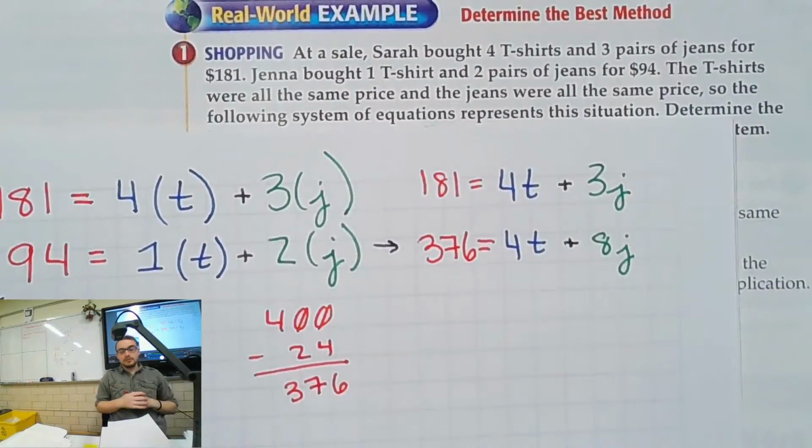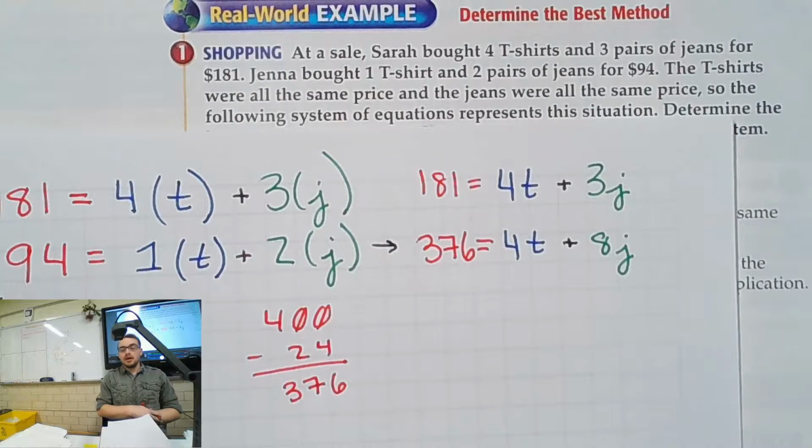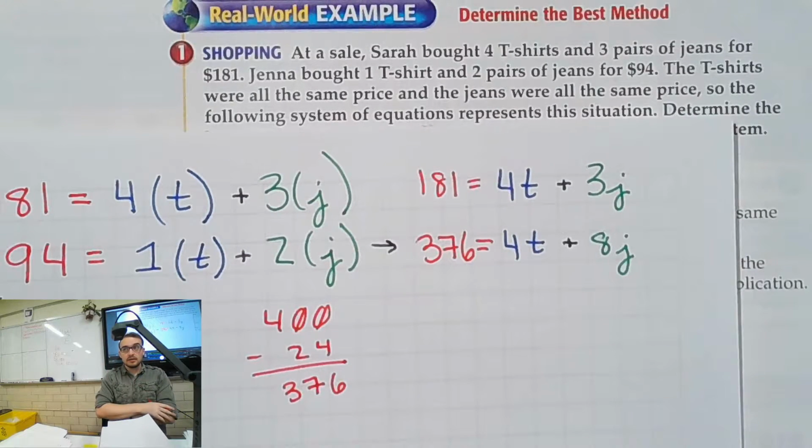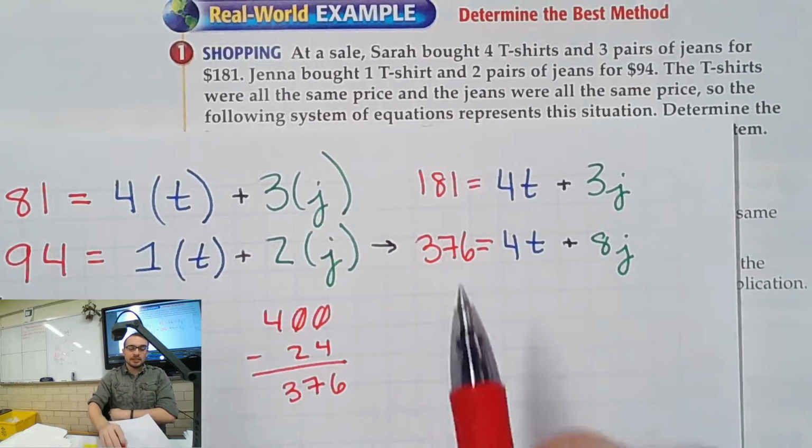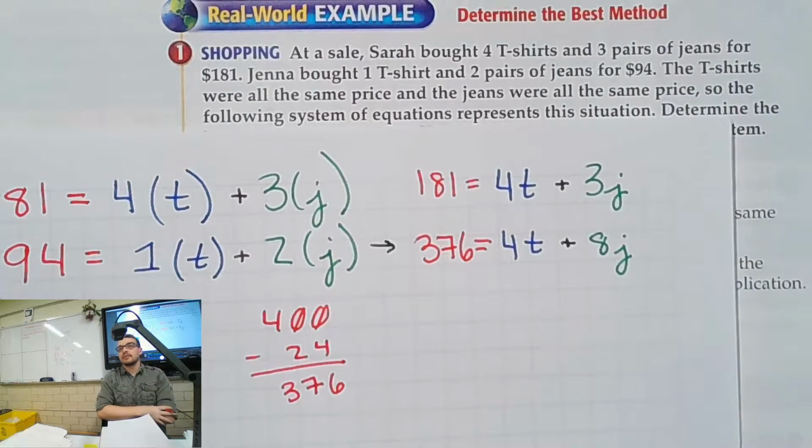So 94 times 4 is 376. Another way you could have done it, round down. 4 times 90, 360. 4 times 4 is 16, so add 16. 376.